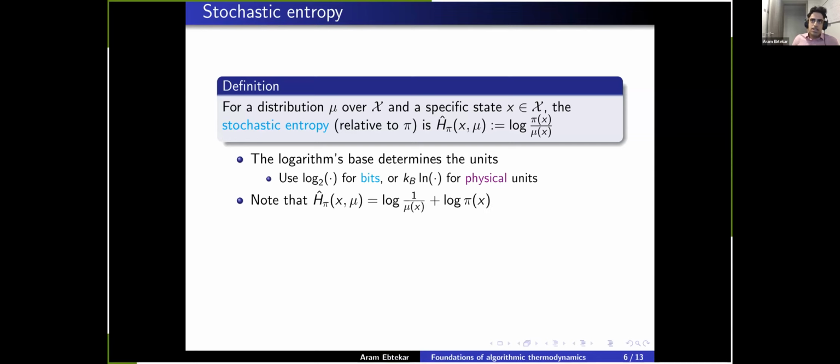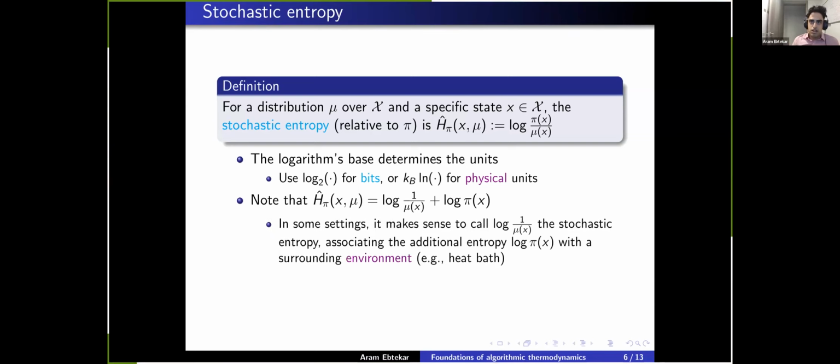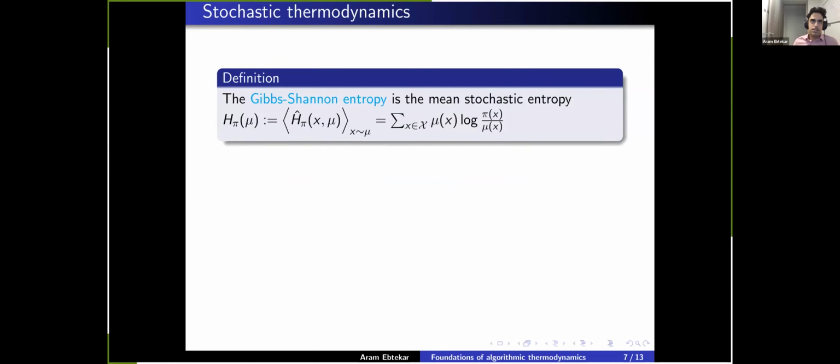The other difference is that usually this formula can be broken down this way. And usually maybe we only call the first term, the log 1 over mu, the stochastic entropy. And the second term we associate as being the Boltzmann entropy of the surrounding heat bath. You could do this, and that's fine, but then the second law only applies to the sum of the two anyway, so we really only care about this log ratio. So that's going to be our definition of stochastic entropy. If you average that over the whole distribution, that's called the Gibbs-Shannon entropy, again, suitably generalized to be relative to pi.